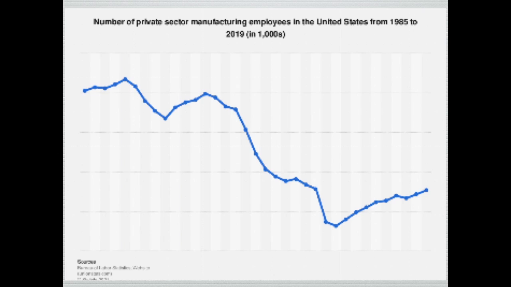In this chart, super blurry, but it shows from the 1980s to just a few years ago how much manufacturing in the United States went down. We can see it went down a significant amount.